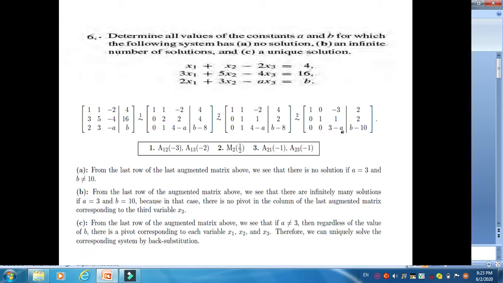Next example: determine all the values of the constants a and b for which the following system has no solution, an infinite number of solutions, and a unique solution. So first we have to write the given system of linear equations into augmented form. So that is the augmented form. We have 1 1 minus 2 4, 3 5 minus 4 16, 2 3 minus a b.